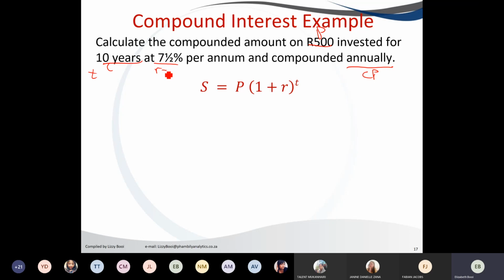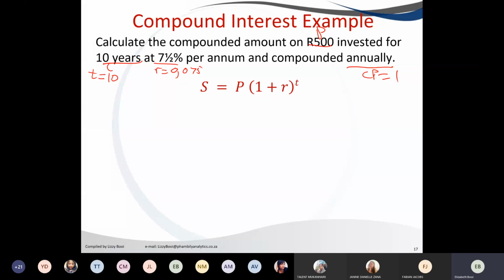So for our rate, 7.5% is the same as 0.075. And our compounding period is 1. So I need to remember that my period of 10, I must multiply by the compounding period, which is 1, which is also the same as that period. And I must also remember to divide my rate by the compounding periods, and I know that my compounding period is 1, so it's the same as 0.075.